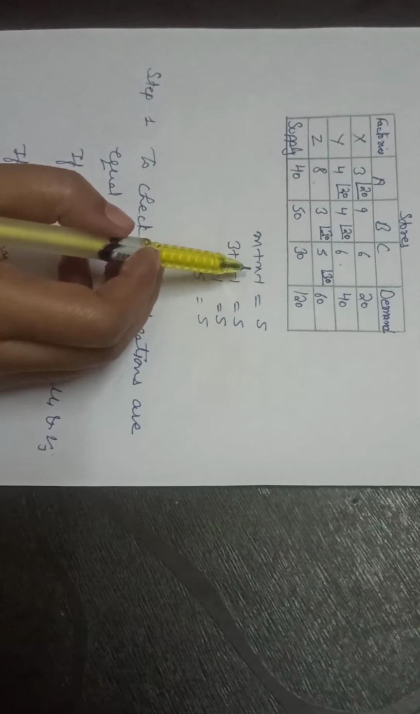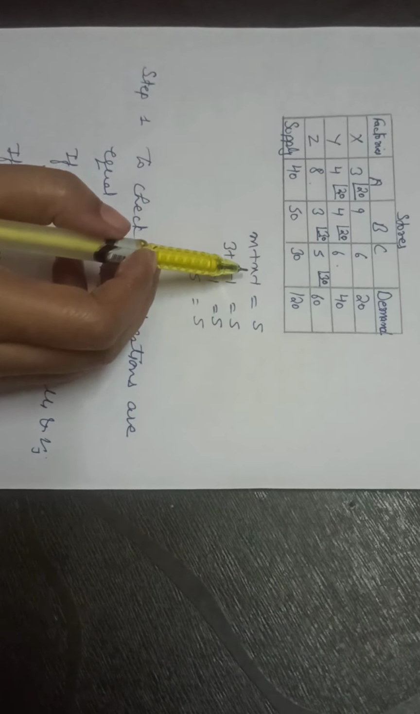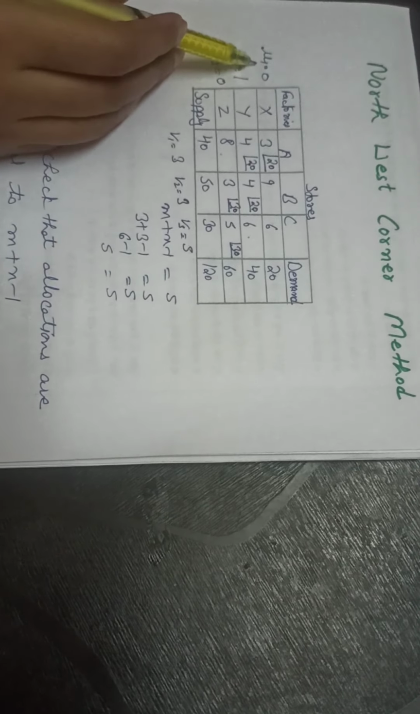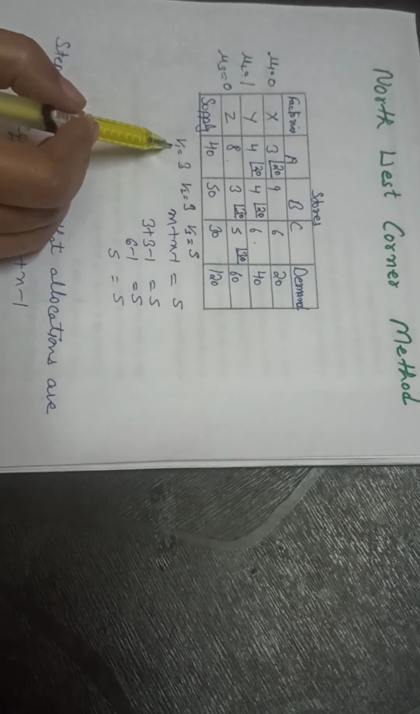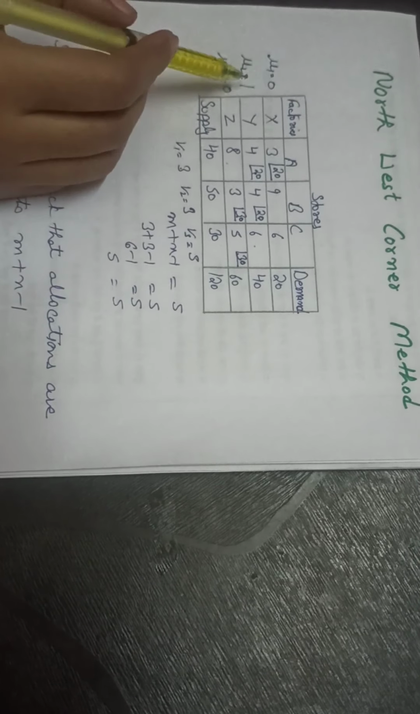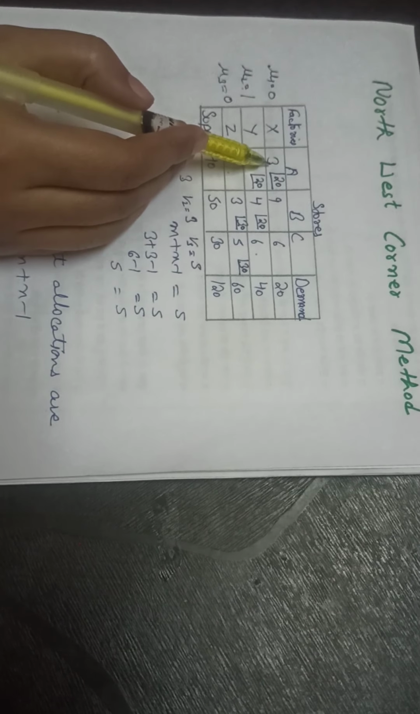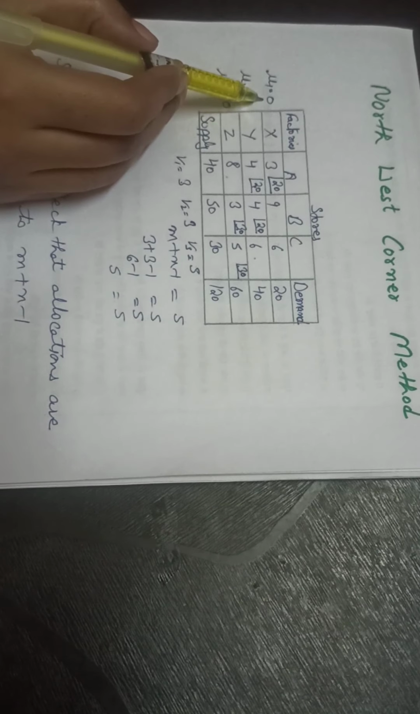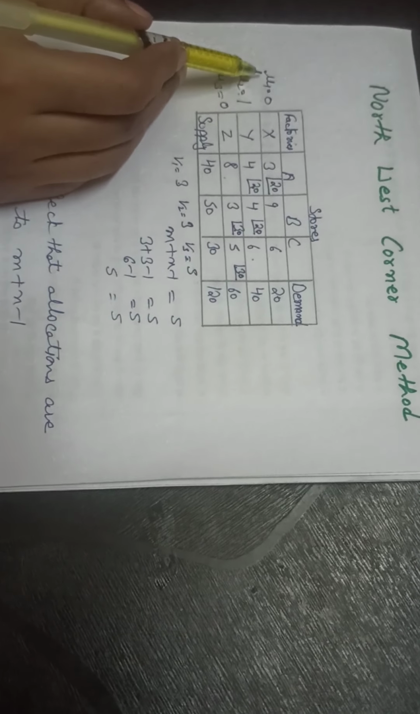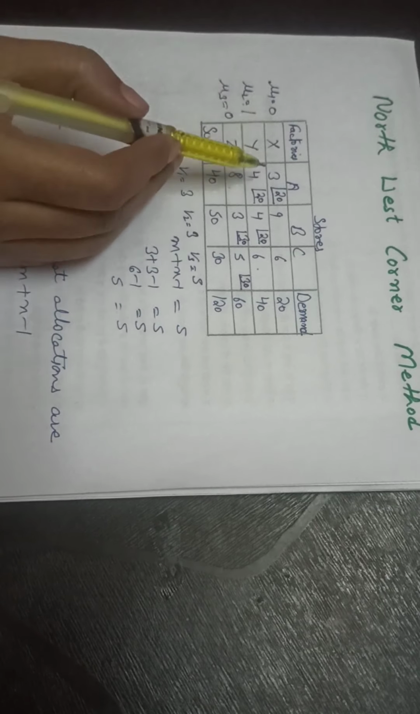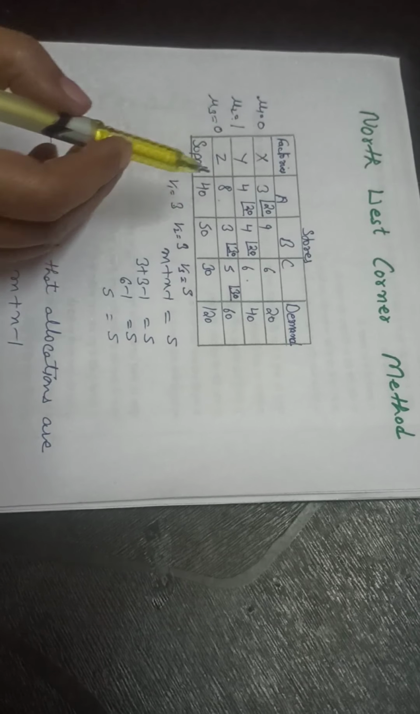Now we will try to find u and v values. Now we will find ui values and vj values. First of all, we write here u1, u2, u3, v1, v2, v3. Now we can say u1 plus v1 is equal to this cell. We can write here 0. We will start from u1. If we have u1 equal to 0 and this cell has 3, that means v1 is equal to 3, because 0 plus 3 is equal to 3.